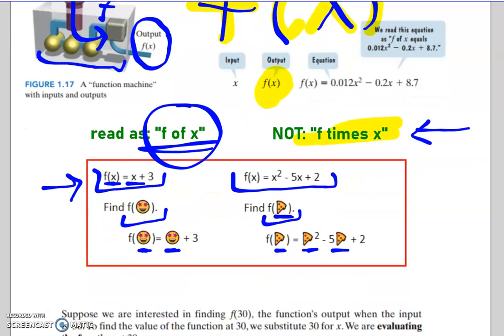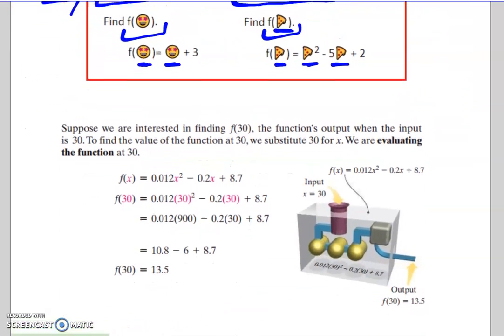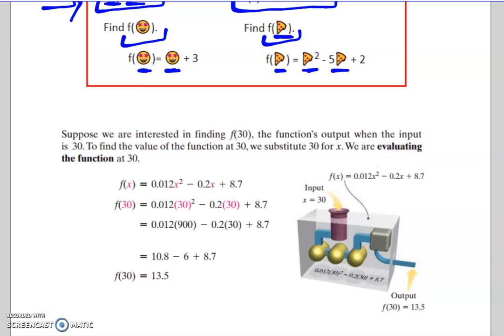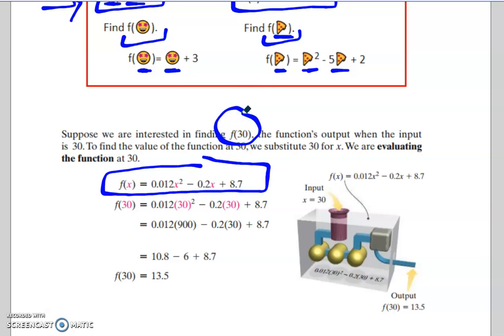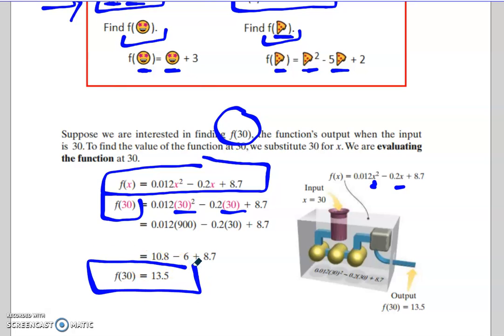Here's an example of how that looks. When we don't work with pizzas and emojis, if I had a function f of x equals 0.012x squared minus 0.2x plus 8.7, and I wanted to find f of 30. Notice how I read that, f of 30. I take that 30 and put it everywhere there was an x, and I can simplify it. My final answer: f of 30 equals 13.5. When x equals 30, my y is 13.5.